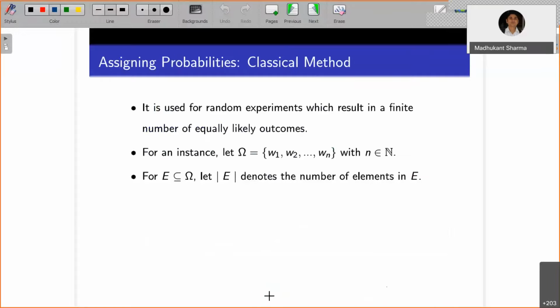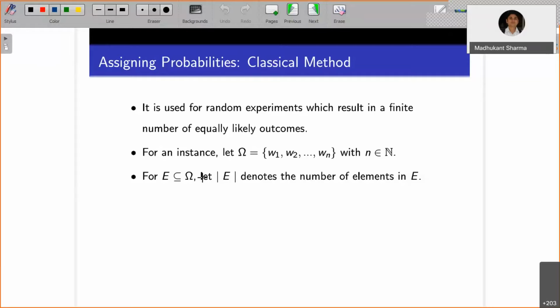Okay, so now let's try to address the classical method, which you may have already learned during your intermediate. It is used for random experiments which result in a finite number of equally likely outcomes. For example, rolling a 6-faced die, or drawing cards from a set of 52 cards: spade, heart, diamond, or others. So it is limited to a sample space which is of finite length.